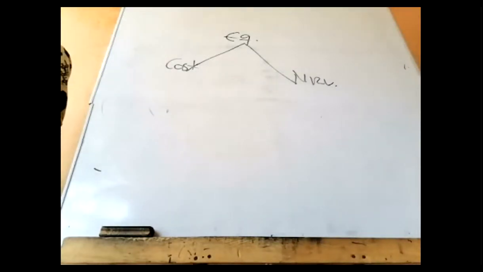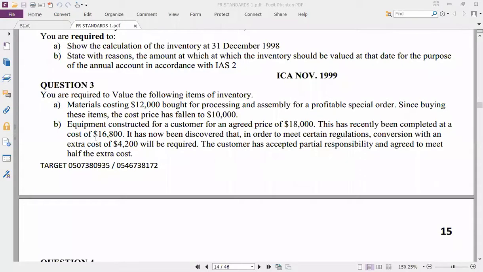When I go to the question, they're saying that equipment constructed for a customer for an agreed price of $18,000. So this $18,000 becomes what? Will it be the cost or the selling price? It is an agreed price. If someone introduces something on an audit for some of your goods or products at an agreed price, is that a selling price? Good, that's a selling price.